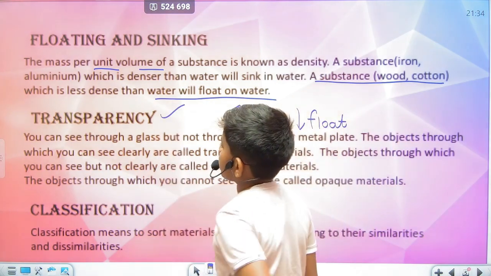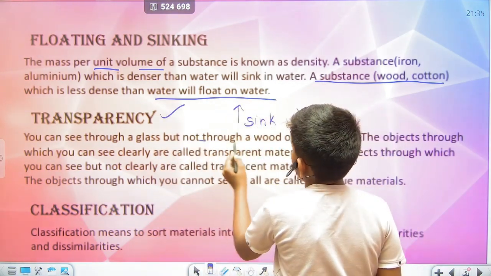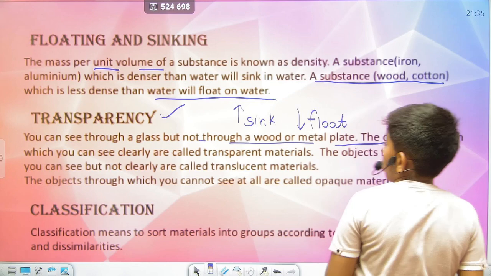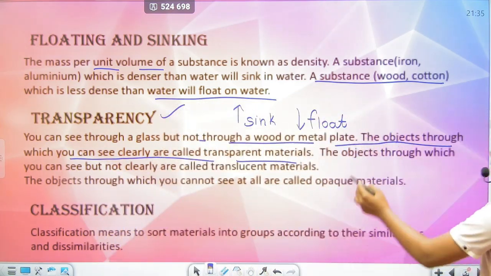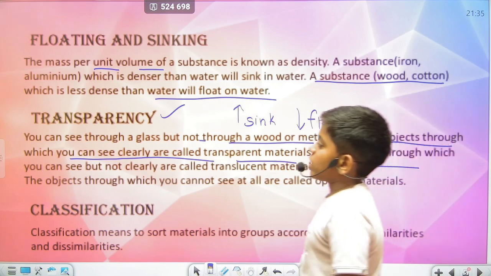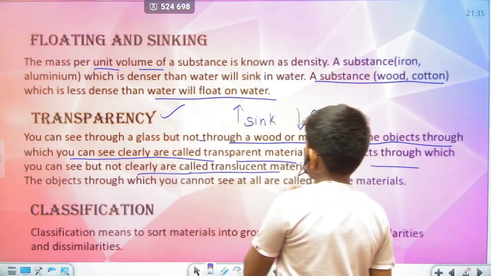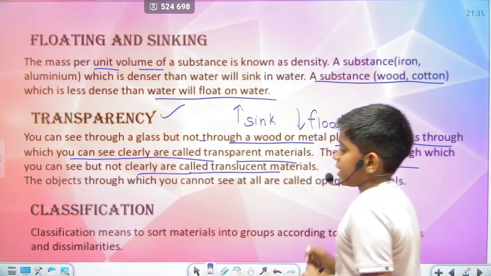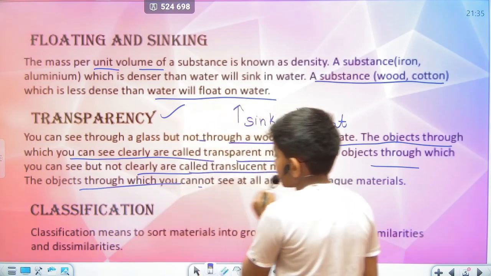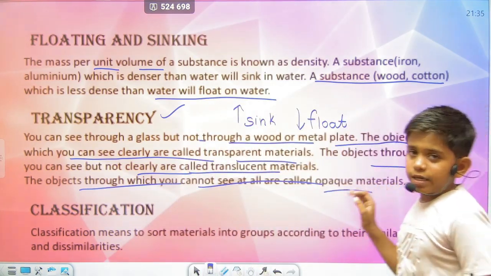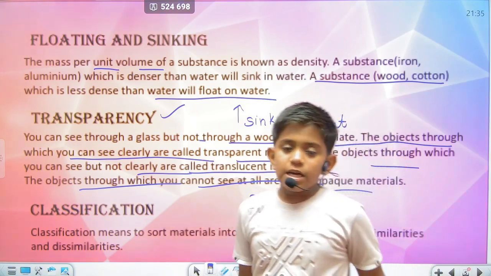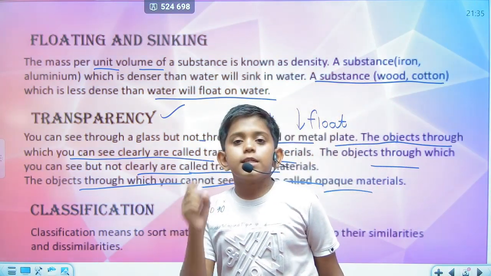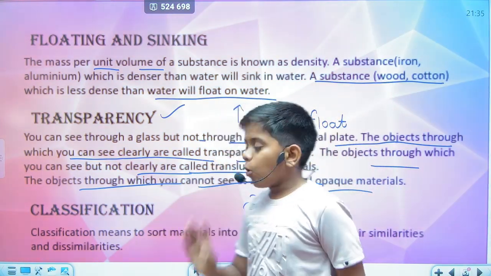Next is transparency. You can see through a glass but not through a wood or metal plate. The objects through which you can see clearly are called transparent materials. The objects through which you can see but not clearly are called translucent materials. The objects through which we cannot see are called opaque materials. So there are three types of transparency levels: transparent, translucent, and opaque.